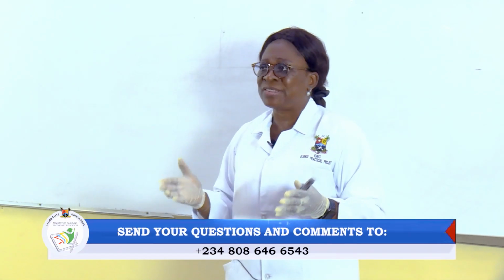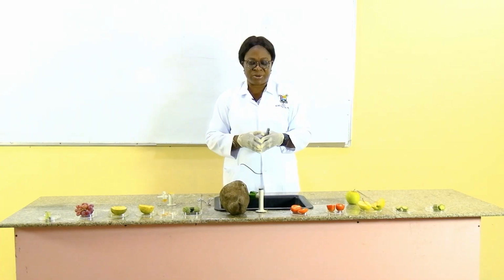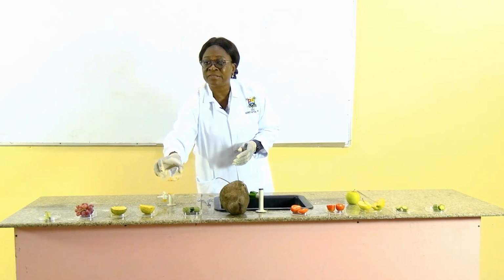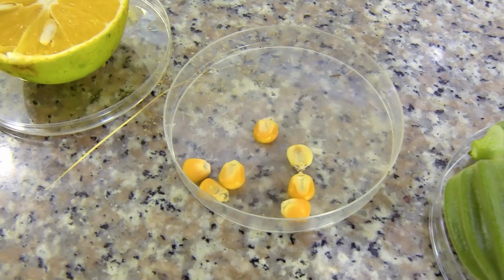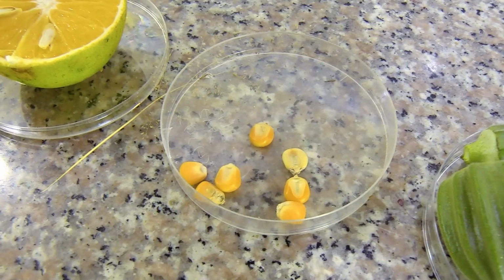The dry indehiscent fruits are the ones that possess hard and dry fruit walls, but they do not split open when ripe. They usually fall to the ground. The achene, the cypsela, the nuts, the caryopsis, which is the maize, we have it here, that's our specimen, and the samara. These are dry indehiscent fruits.